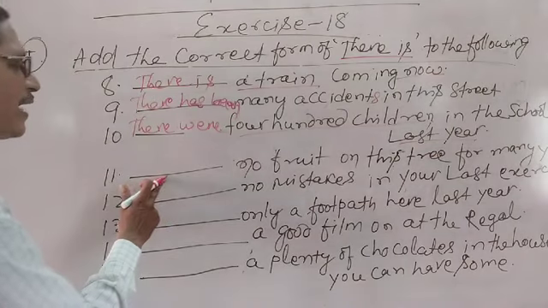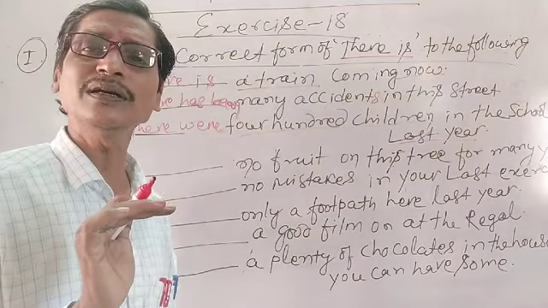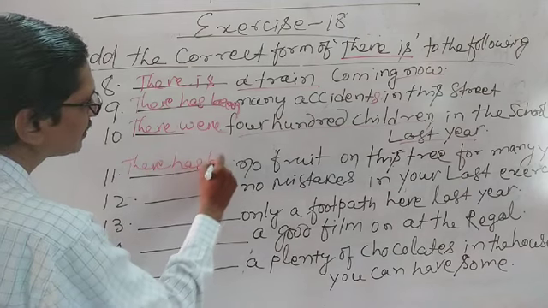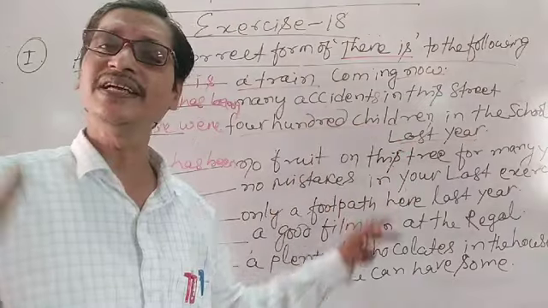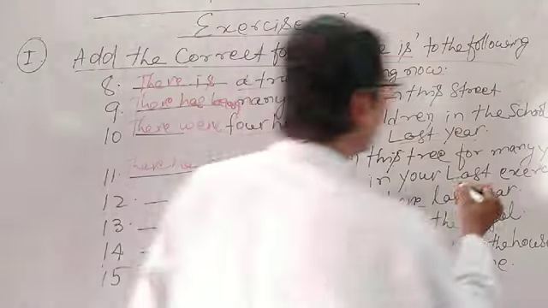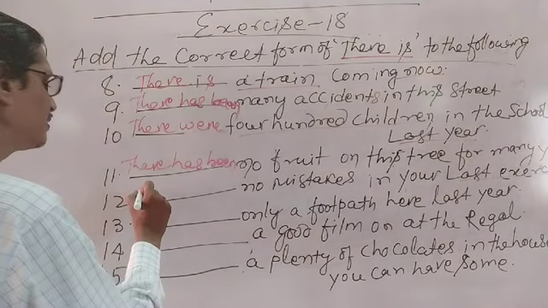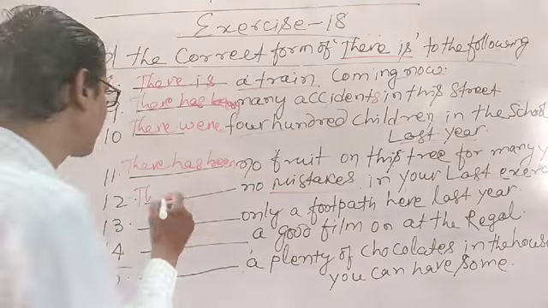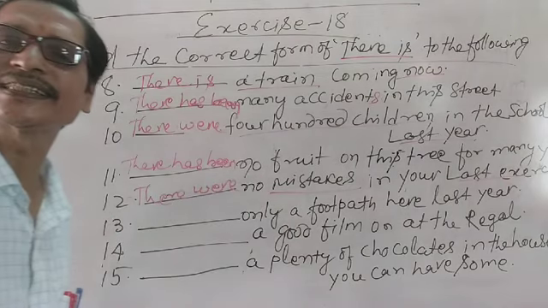So similarly, there are no fruits on this tree for many years. So what we will write like this? There has been no fruit on this tree for many years. So similarly, there are no mistakes in your last exercise. Last exercise is talking about the past time. Therefore, what we can do? There was or there were no mistakes is given. The antecedent is a plural subject. So we can use there were no mistakes in the last exercise.